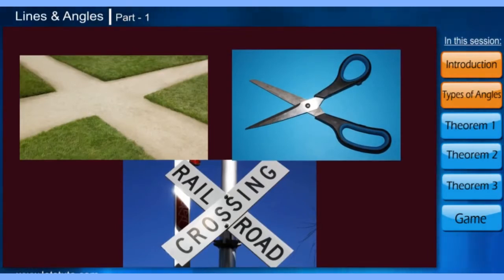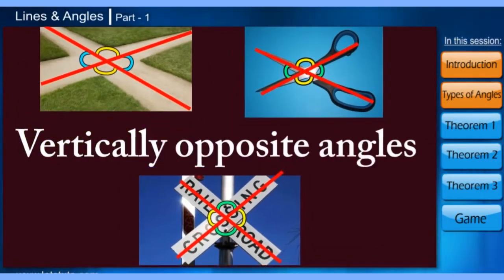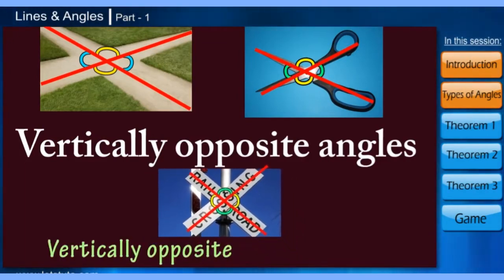Well, in here, one more type of angle can be observed, and these are called vertically opposite angles. Now here the fun fact is that the vertically opposite angles are always equal. Now if you don't believe me, I can prove that for you.